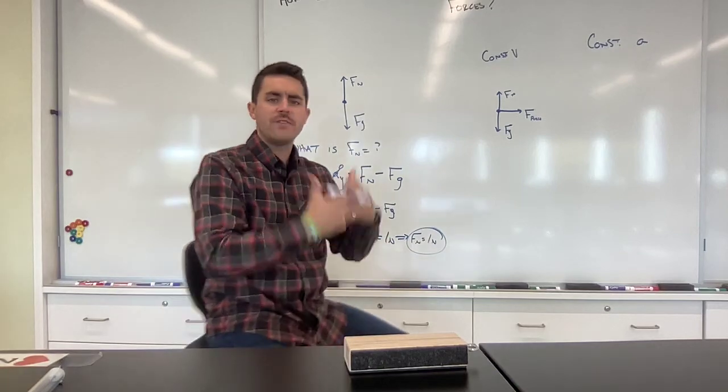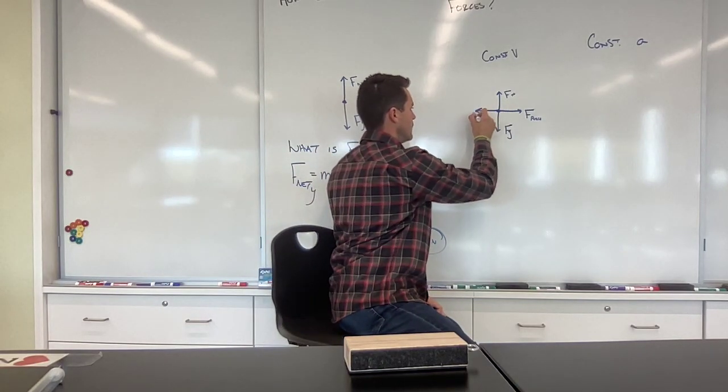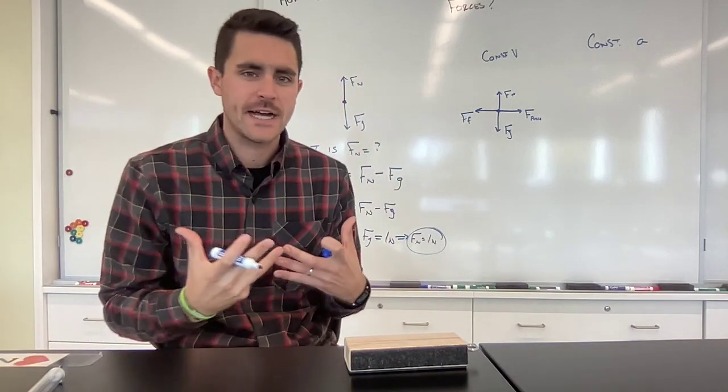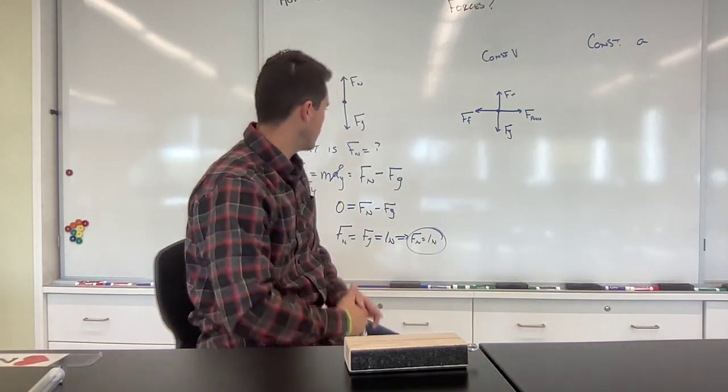And most of you are very quick to say, Mr. Gustin, that's friction. And you're right. There is a force of friction resisting my push force. That's what keeps this thing at a constant velocity and keeps it from speeding up across the table. So let's go ahead and look at this.